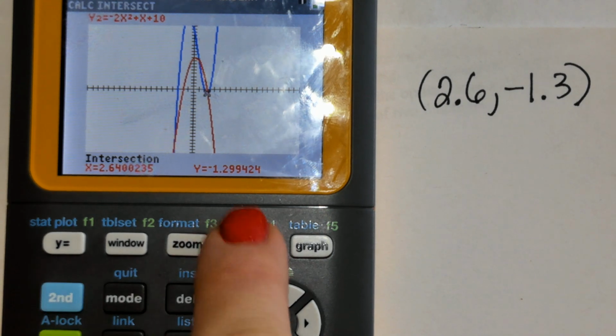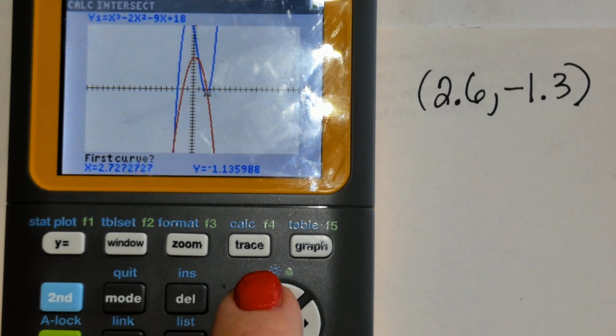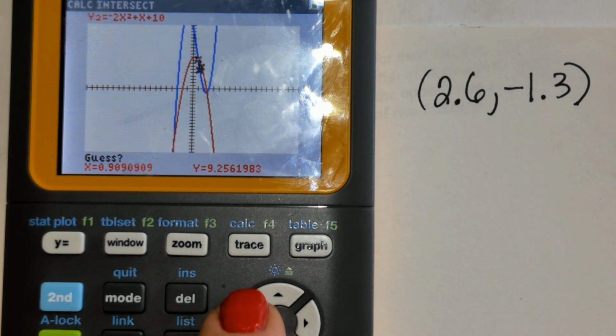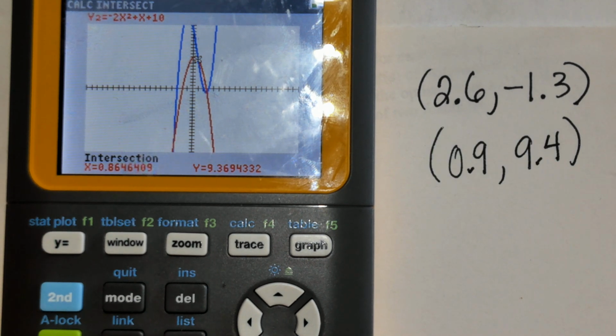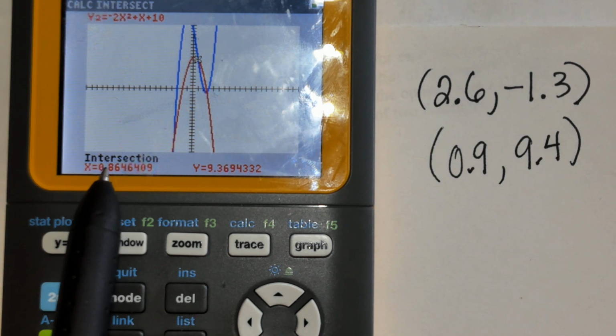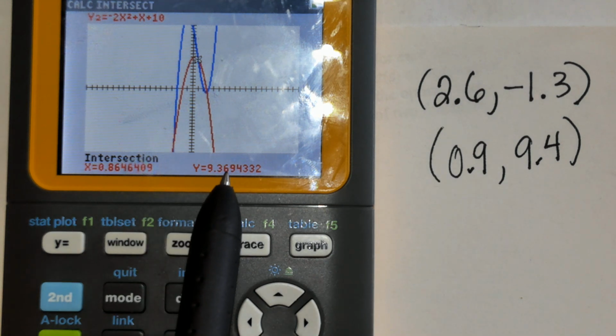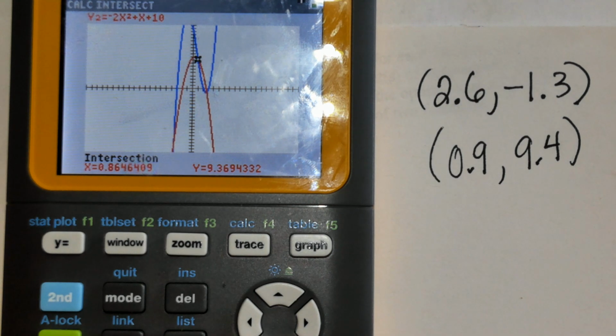Now going back to second, trace, intersect. Use the cursors and get closer to the next intersection point. First curve, again, it just means the first equation we plugged in. It jumps to the second one. Pressing enter again, and then going over the top of where you believe they intersect. Rounding again to the nearest tenth. So I look at the 8, 6 says bump up. And I look at the 3, 6 says bump up.